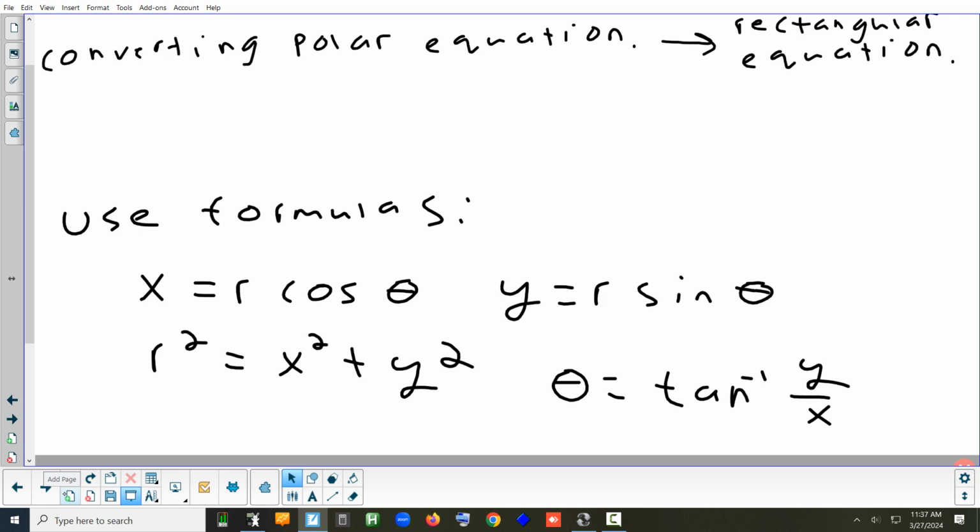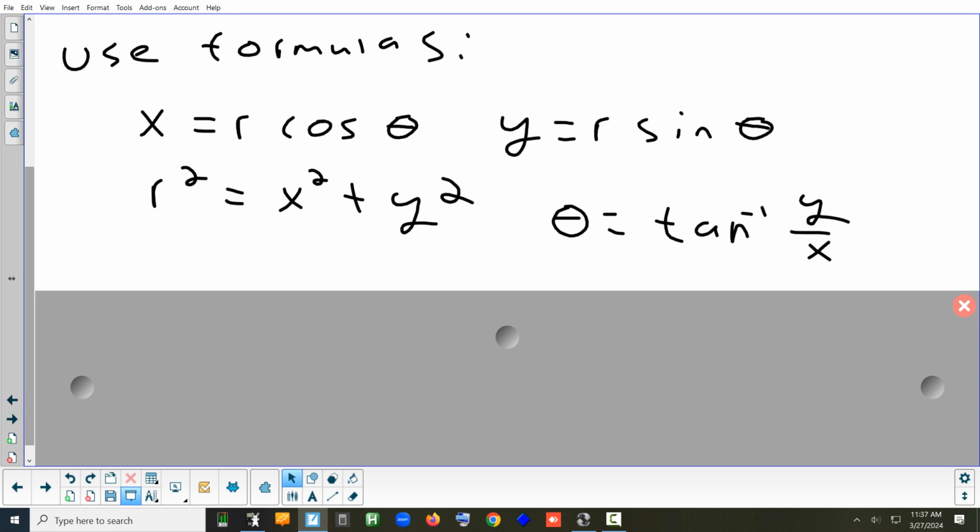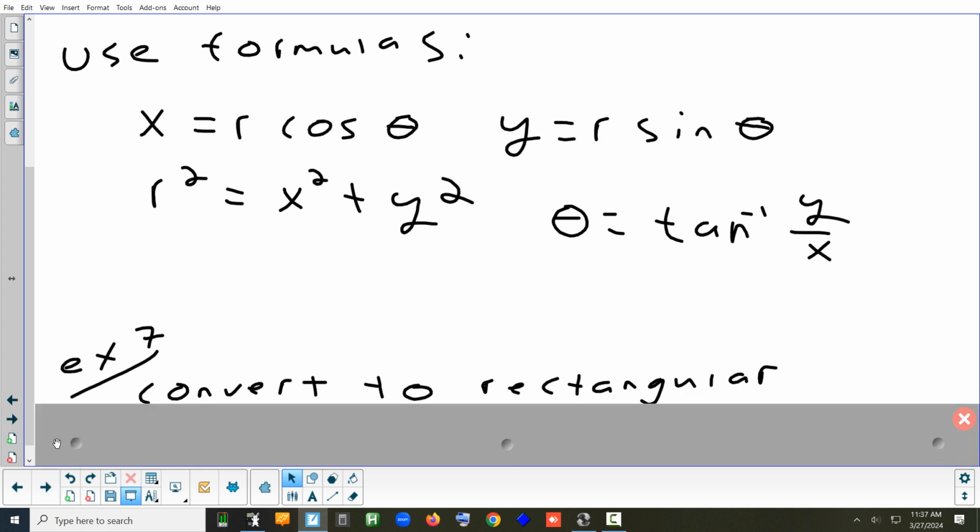And sometimes we have to use multiple formulas to convert something between polar and rectangular. So we're going to take a cardioid, 3 plus 3 sine theta, and we're going to convert it into rectangular. Doesn't mean we're going to be able to type it in on the calculator, though. We're going to get a formula with just x's and y's, but you won't be able to type it in.